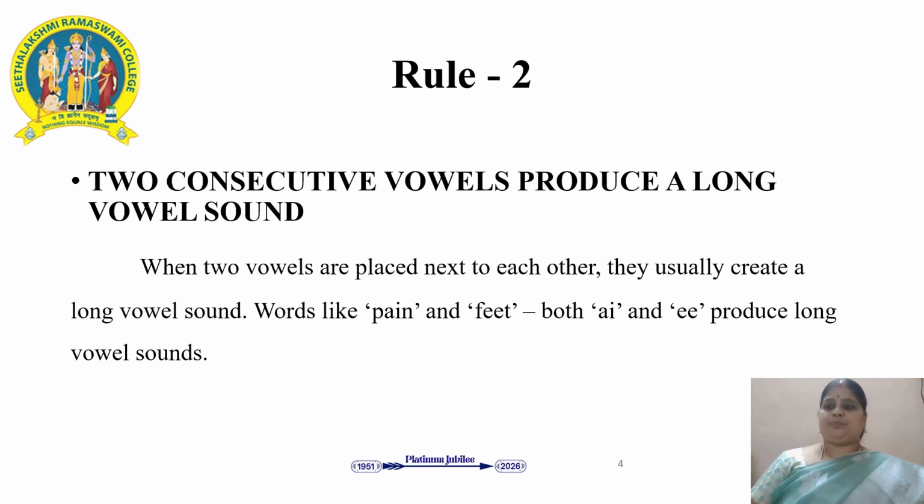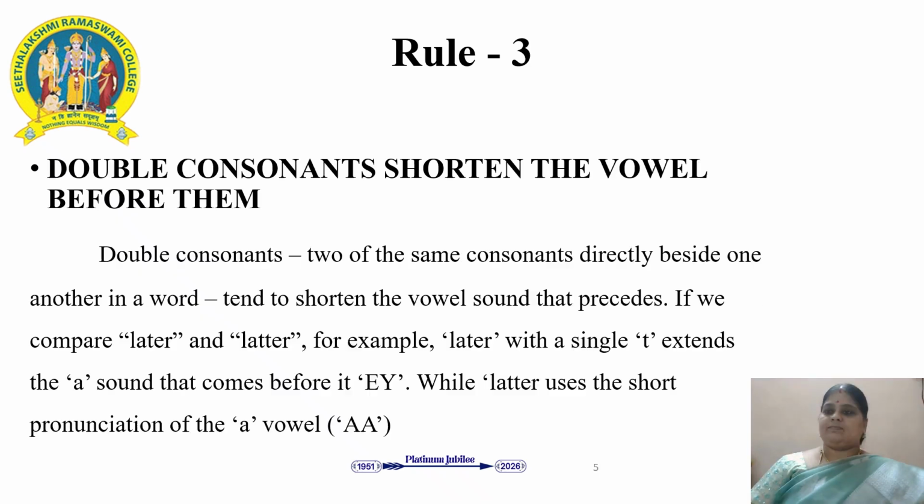Rule number 2. Two consecutive vowels produce a long vowel sound. When two vowels are placed next to each other, they usually create a long vowel sound. For example, words like feet, rain, etc. produce long vowel sounds since two vowel letters are placed next to each other.